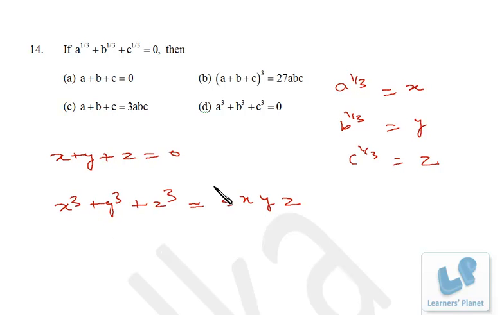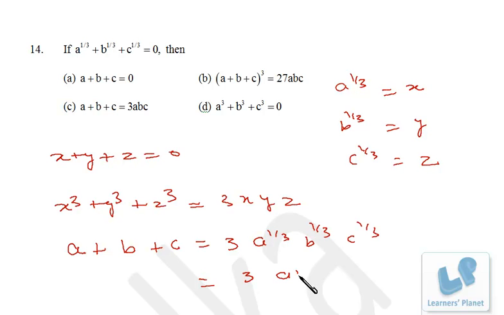So X cube is what? Cube root of A's cube, so that will be A. Y cube will be what? Cube of this, so that's B. Z cube is cube of this, so that's C, is equal to 3. X is what? Cube root of A, cube root of B, cube root of C, right? Or we can say 3 times, it's A, B, C, cube root, right?